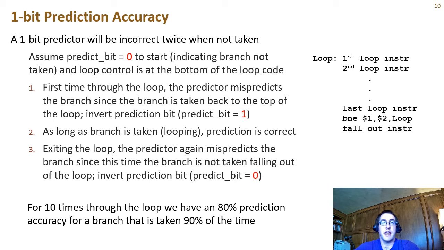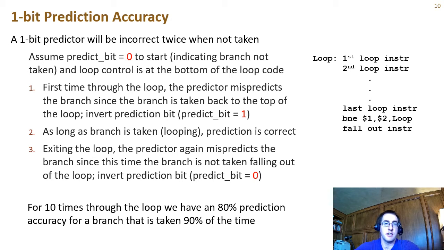So let's take a look at a loop structure, and let's assume that the prediction for the branch at the bottom of this loop is 0 to start, which indicates that the branch is not taken. This is what you would expect it to be if this loop has executed one time through already, because the last time that the loop finishes, the branch is not taken. So the first time through the loop, the predictor will mispredict the branch because the branch is taken back to the top of the loop. This will invert the prediction bit, so the history is now a 1, so the prediction will be taken.